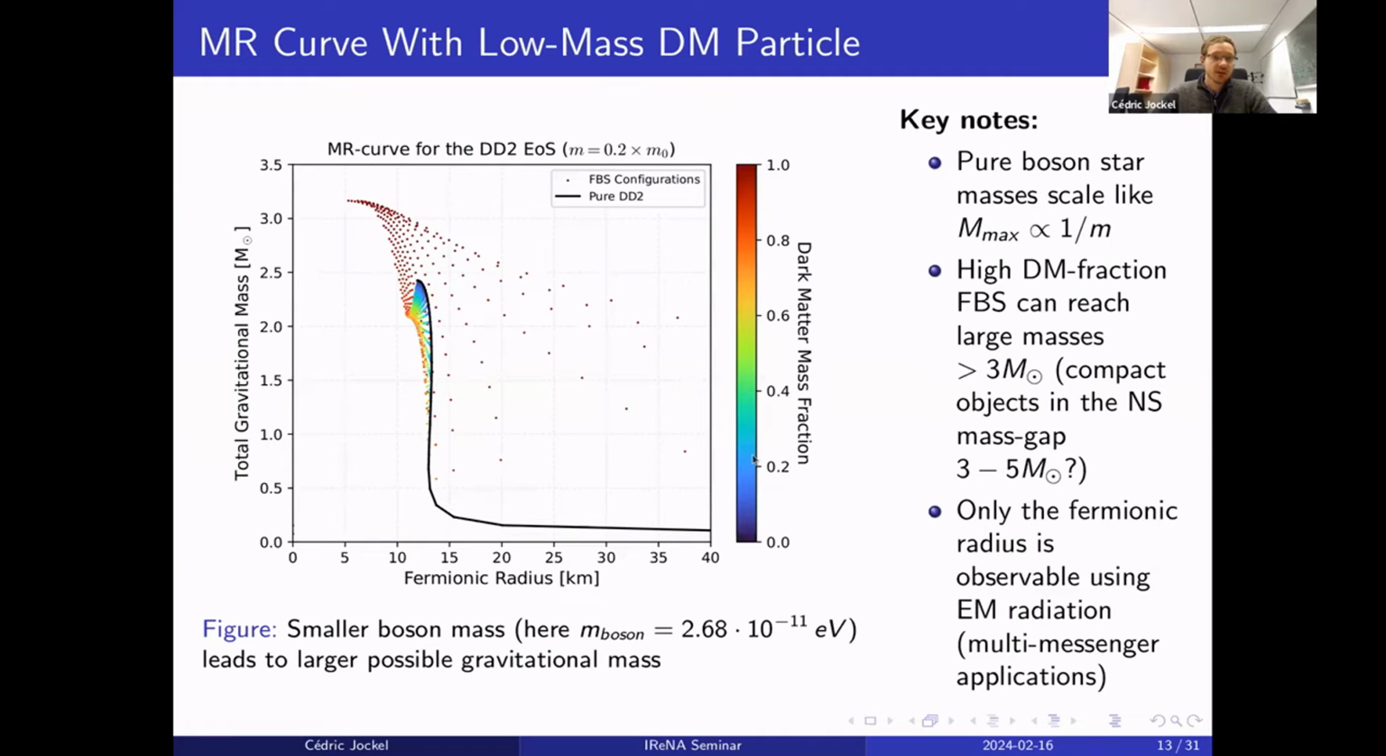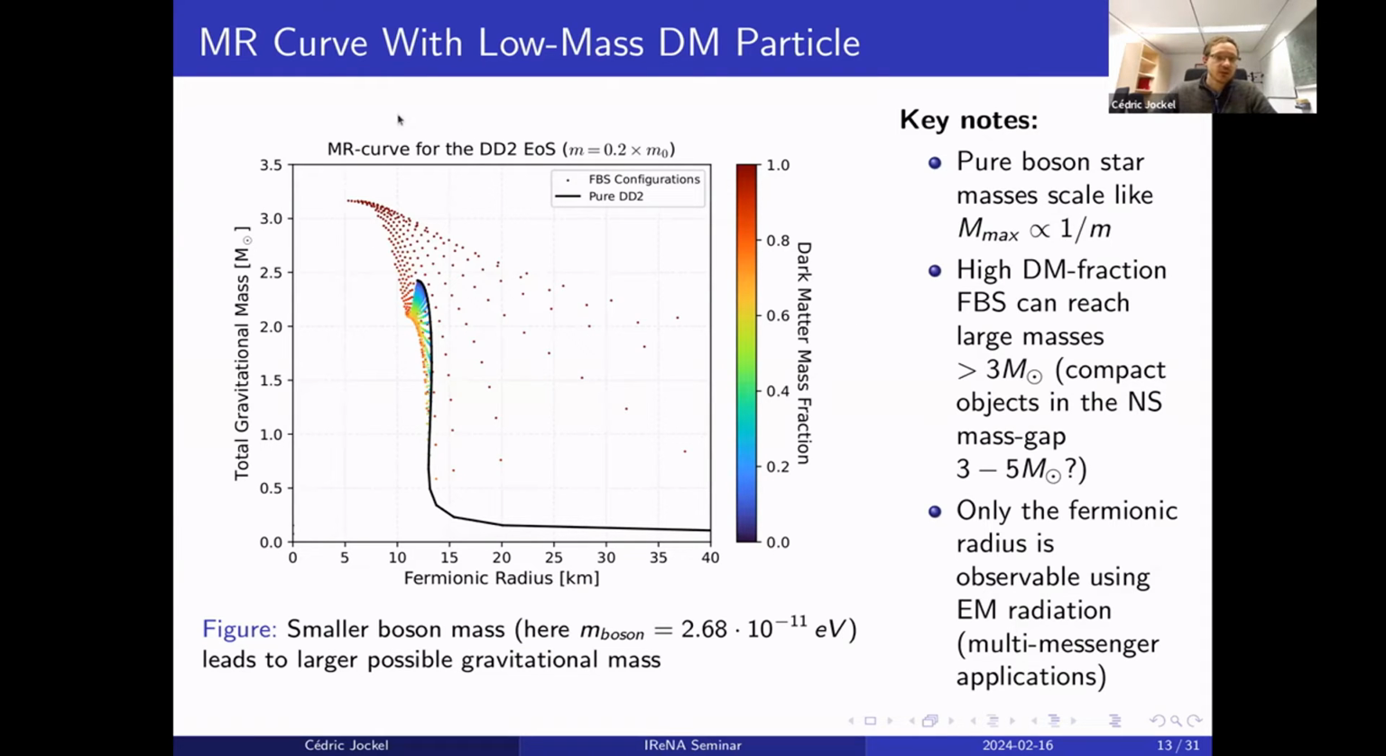Right, so another interesting thing you can do with this is make a mass radius plot like this. So here I've changed the mass of the particle and made it even smaller than before. Now it's in the range of 10 to the minus 11 electron volts and not 10 to the minus 10. And then you can get configurations which are actually higher in mass than a pure neutron star can achieve. This is because of some scaling relations of the pure bosonic field configurations. They scale like 1 over the mass of your particle. So technically, you can even make arbitrarily large masses if you really wanted to.